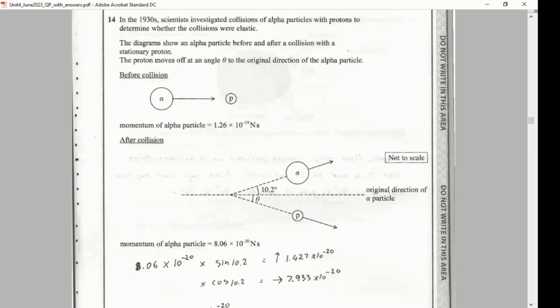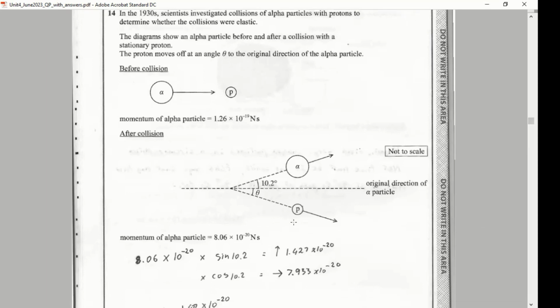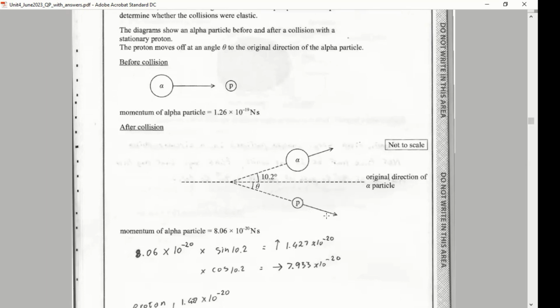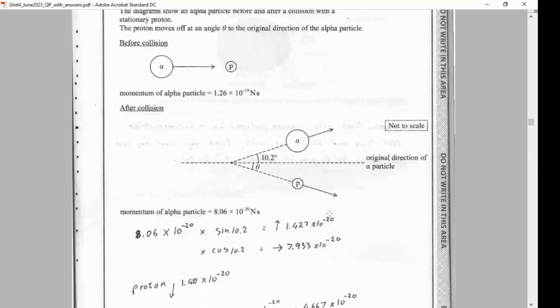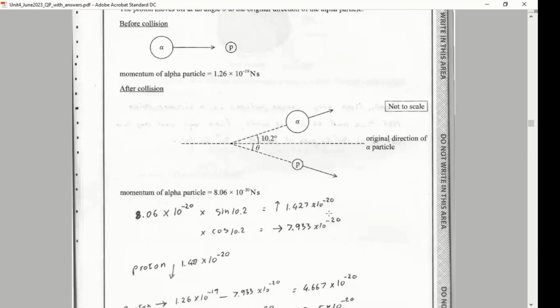And after the collision, you're told the alpha particle goes off at an angle of 10.2 degrees from its original direction. The proton is deflected at an angle theta, and you are given the momentum of the alpha particle afterwards. Now, one very quick way, which I haven't done, of calculating the momentum of the proton is to simply assume that momentum is conserved, and to deduct the momentum of the alpha particle after from the momentum of the alpha particle before, and that number must be that of the proton.